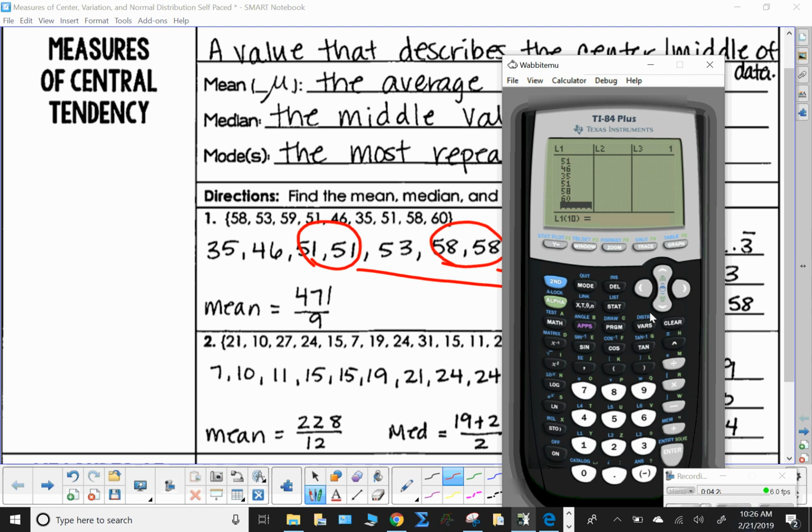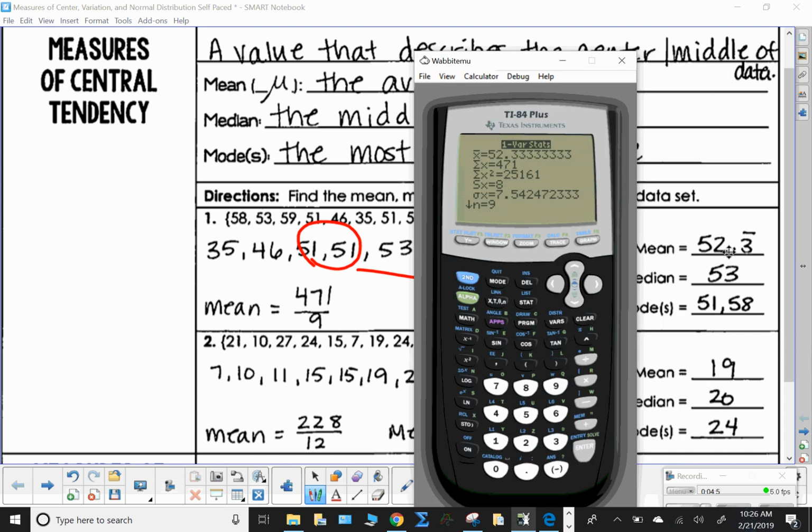Now I'm going to go to, and notice because I'm on a blank spot and it says 10, I know there are 9 items. I can go to Stat. I'm going to calculate my one variable statistic, so I just leave it at number 1 and hit enter. List 1 is where all my data is, and I just come down to calculate, and it tells me that my mean is in fact 52.3. This is if I added all the data together, I got 471.